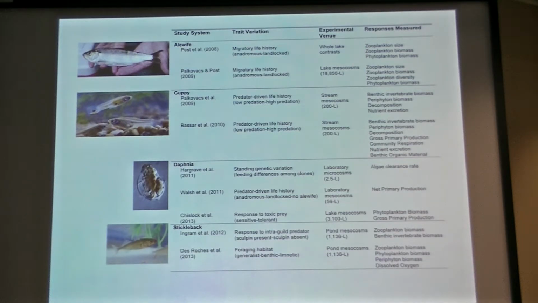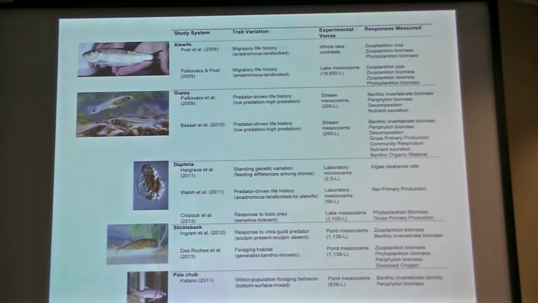We have a couple of studies performed in stickleback, mesocosm studies, and this study that was done in pale chub. And this one is an interesting study in particular because all of these studies represent differences among populations, whereas this study actually looks at different feeding types within one population. Okay, so here we have population level differences. Here we have intra-population level differences in that study.